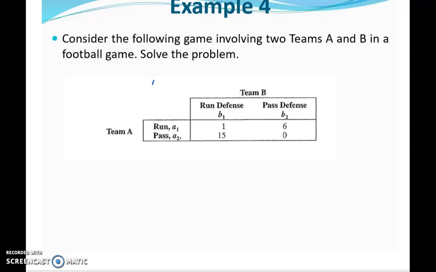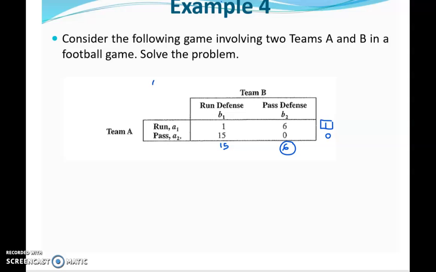Example 4. If we try to solve this using the minimax and maximin criteria, for example for team A, using maximin, first you find the minimum of each row, and this is 0, so the maximum is this one. For each column, you find the maximum value: this is 15, this is 6, so the minimum value is 6. So we can see that there is no optimal strategy, which means we have to adopt the mixed strategy.